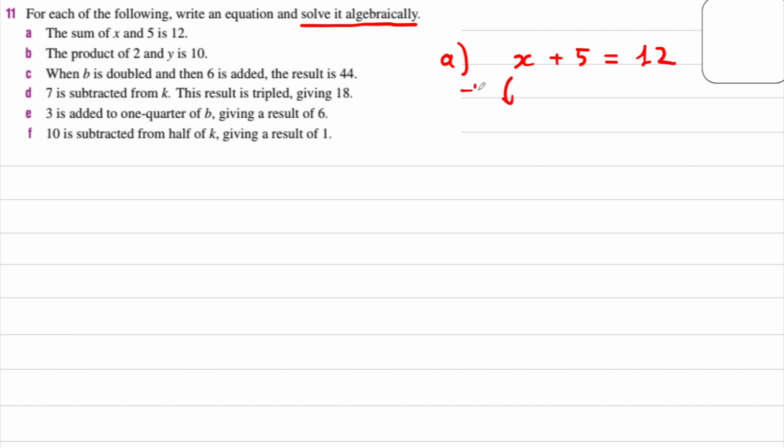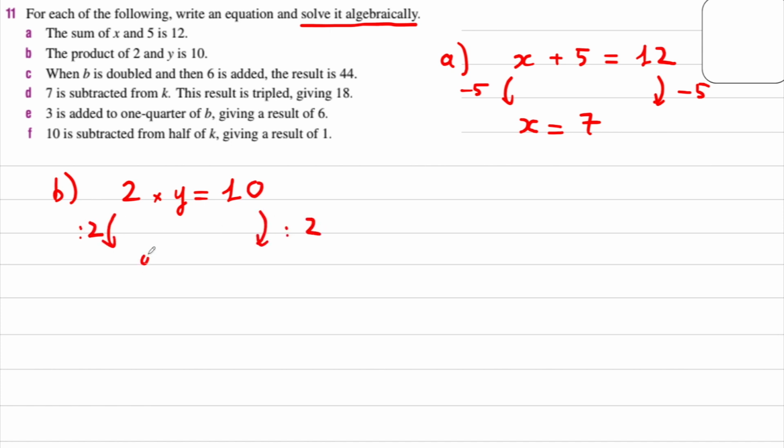This means minus 5 on the left, minus 5 on the right, and then you get x equals 7. That is question A. Question B: the product of 2 and y is 10. The product of 2 and y means 2 multiplied by y equals 10, and then divide by 2. Here is y, and 10 divided by 2 equals 5.